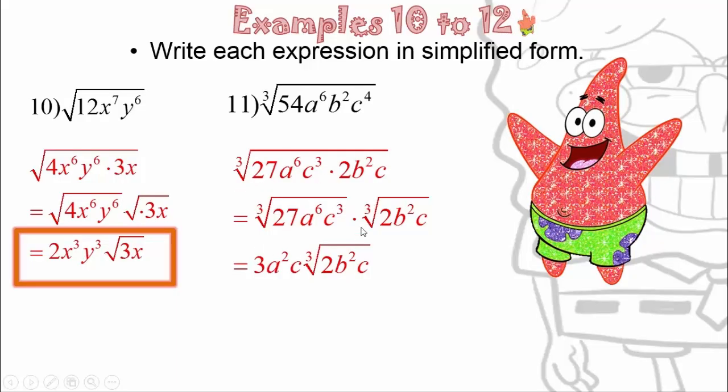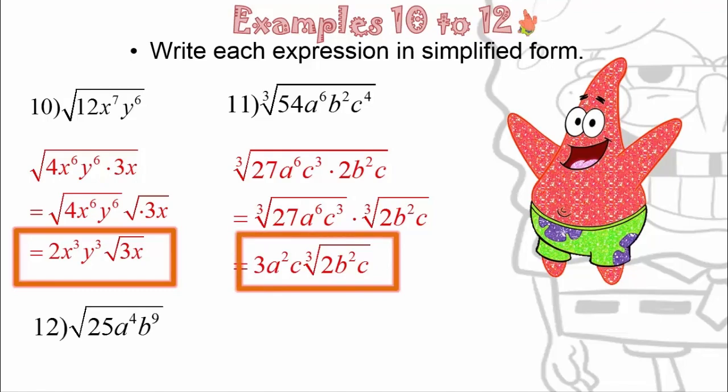So we put all the cubes under one radical or cubed root, and we end up with the 27a to the 6th, c to the 3rd, and then we separate out: cubed root of 27 is 3, a to the 6th is a squared, c to the 3rd is just c. And then the leftovers are the cubed root of 2b squared c. Notice that b squared can't come out of a cubed root. So everything here remains within the cubed root because we cannot separate them out, and this becomes our final answer.